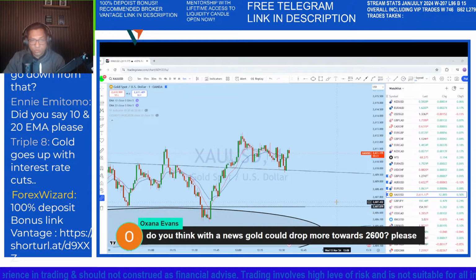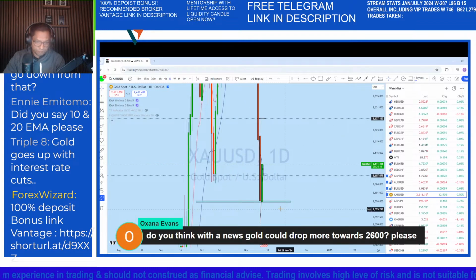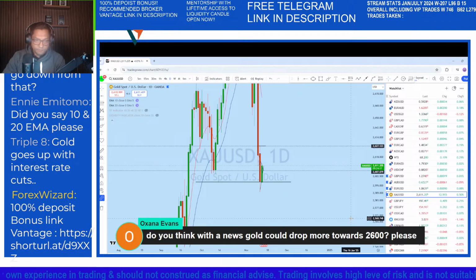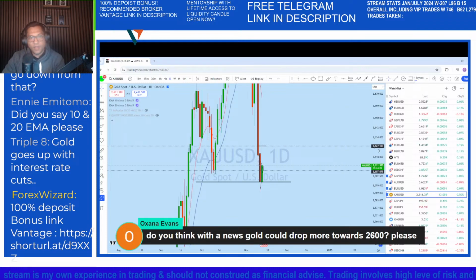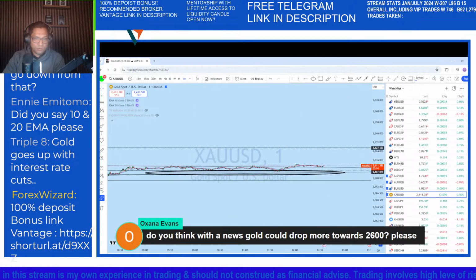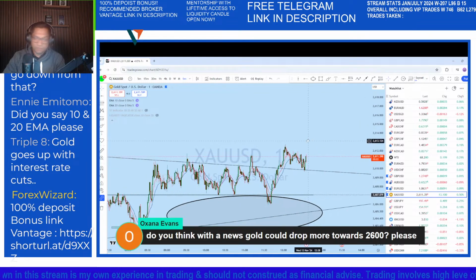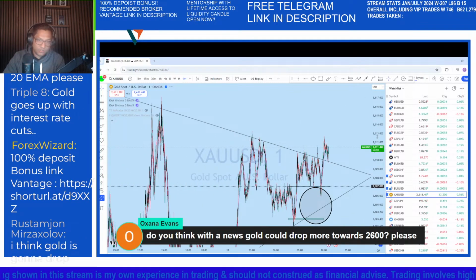2600, which is very possible. Okay, with the news it could have a spike. Yeah, it could have a spike, and then I think there might be, and I'm using the word very cautiously, there might be a reversal on gold.